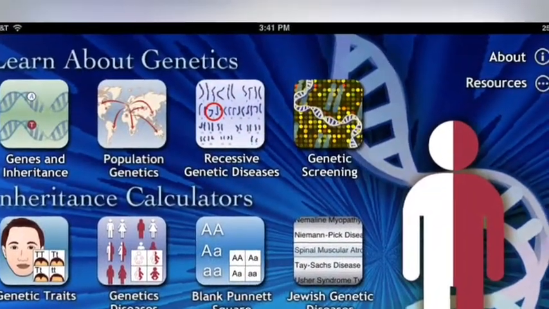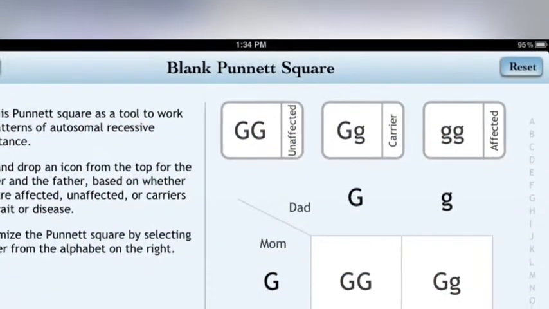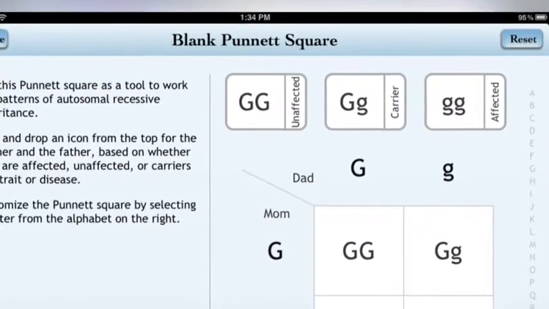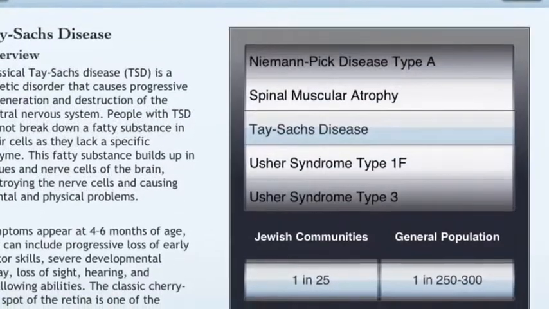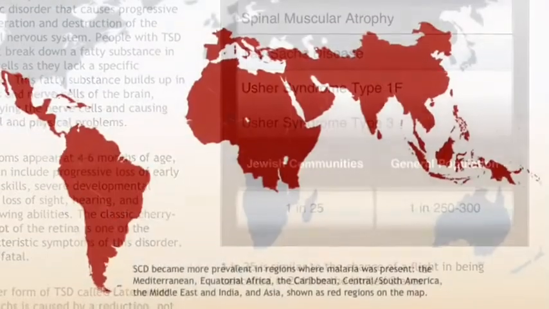GeneScreen is another app used to explore genetic crosses and Punnett squares that will be used in this unit for students to practice Punnett square crosses and also learn about different diseases related to certain ethnic groups located around the world.